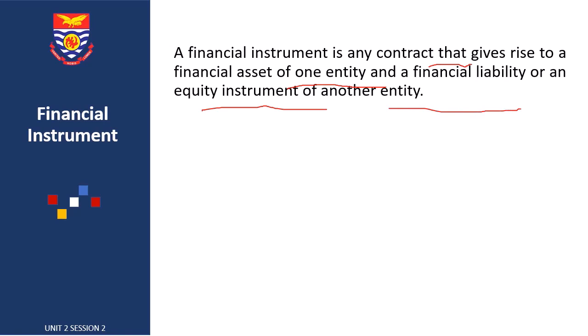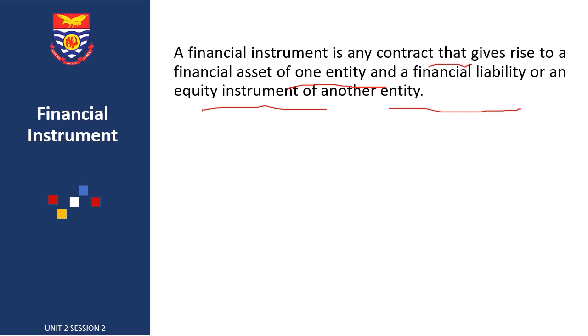So we have this contract. There are two parties to the contract. So to one party, it is a financial asset, but to the other party, it is either a financial liability or an equity instrument. So we are looking at the debit side and then the credit side. To you, a financial asset is an asset, so you control the asset.